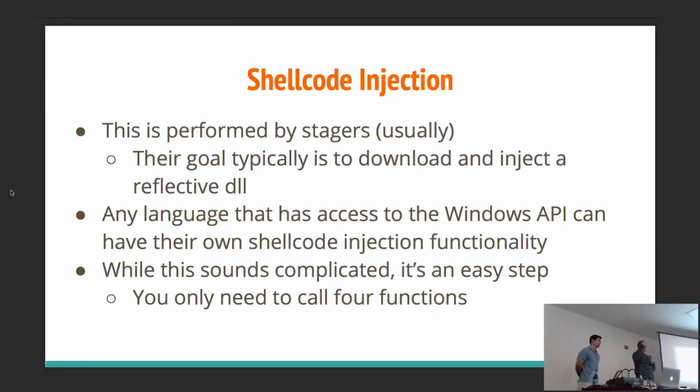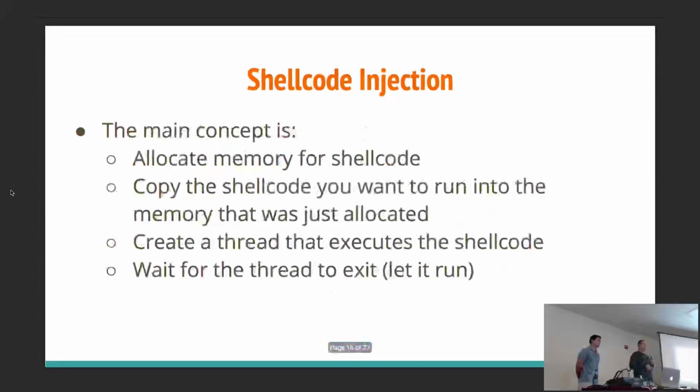This sounds kind of complicated, but it's really only 4 function calls that you need to write your own. The main concept is you're allocating memory for where you want to store your shellcode. You copy the shellcode that you want to inject into that memory space. You then create a thread, which starts right at the start of your shellcode, and so it executes it. And the final thing is you wait for that thread to run and exit, so your program doesn't close right away. It waits for Meterpreter to run, and it keeps running until you say Meterpreter exit or kill the session, and then it stops.